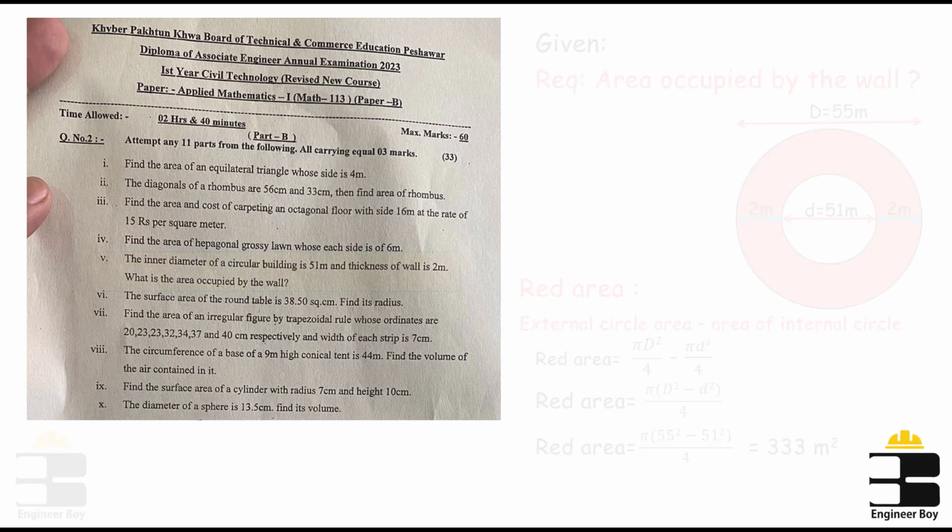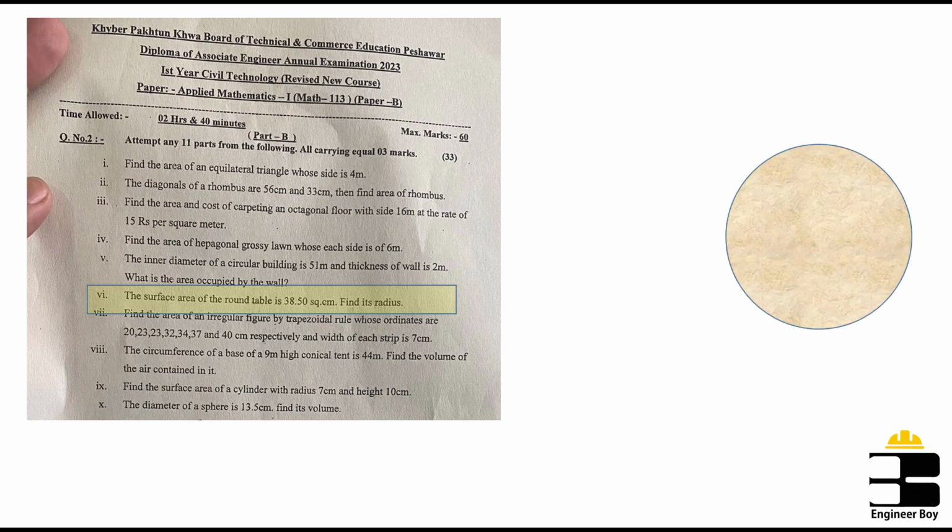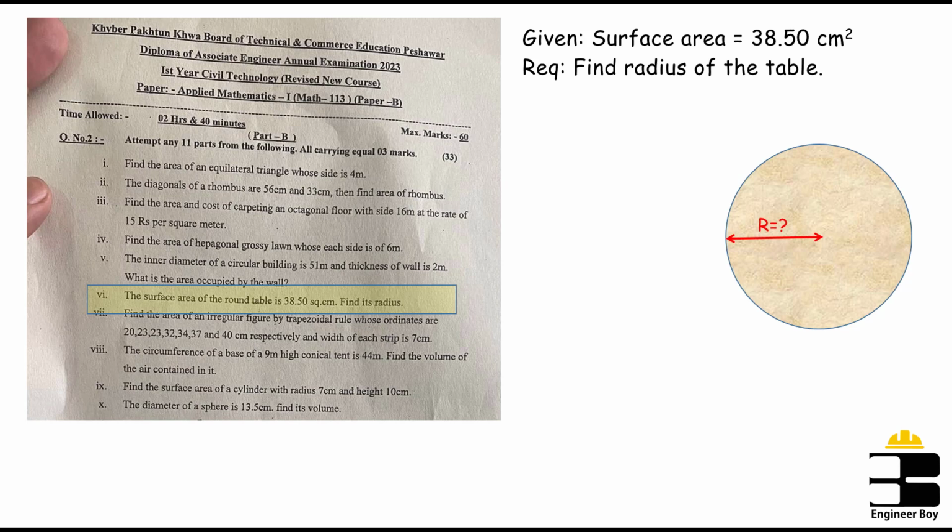Now moving ahead to another question, that is question number 6. The surface area of the round table. That means we have a round table or circular table, that is 38.50 square centimeter. The area is given. Now what we are asked to determine is the radius of the table. Radius is half of the diameter, or you can say the distance from the center to the circumference, sometimes known as the perimeter, does not matter. All right, so moving ahead to the solution.